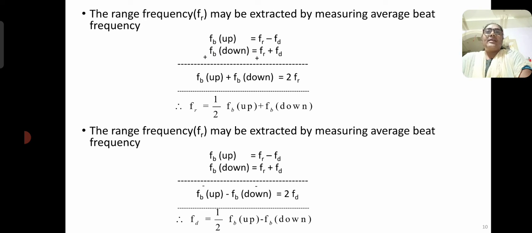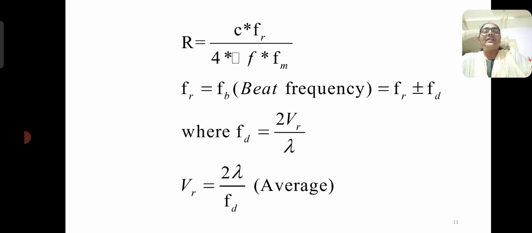So now we have to find the range of the target. The range frequency fr may be extracted by measuring the average beat frequency. First we have to do the sum of fb up and fb down, and we are going to get the range. When you do fb up minus fb down, the values are negative, and then you are going to get the velocity of the target. So already we know the range R is equal to c fr by 4 del f into fm. fr is equal to fb, that is the beat frequency, fr plus or minus fd, where fd is equal to 2 vr by lambda. So we are going to get the average velocity and average range.